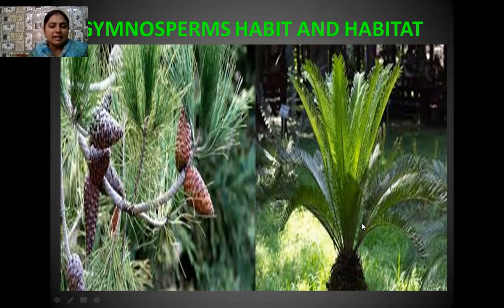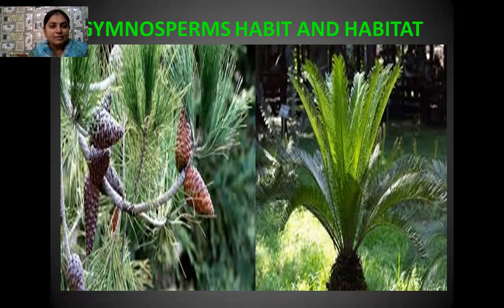This Cycas plant is unbranched, whereas the Pinus tree is generally a branched type of tree having so many branches. Very much visible to you are these woody cones that are present on the branches of these pine trees. And look at their leaves. These are needle shaped leaves.